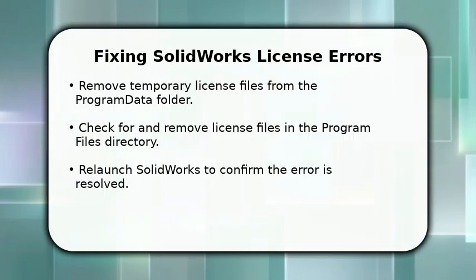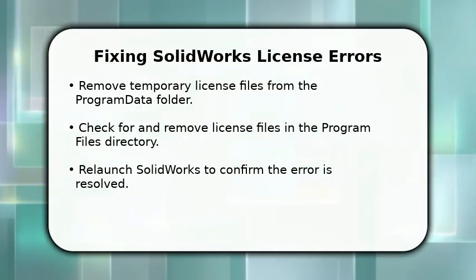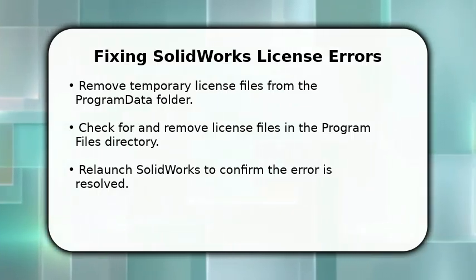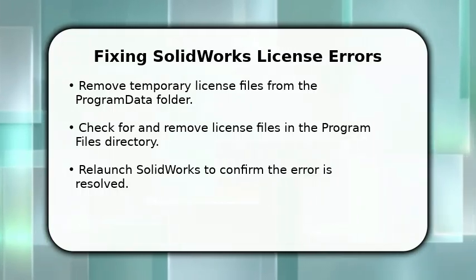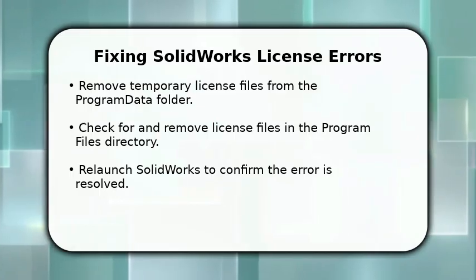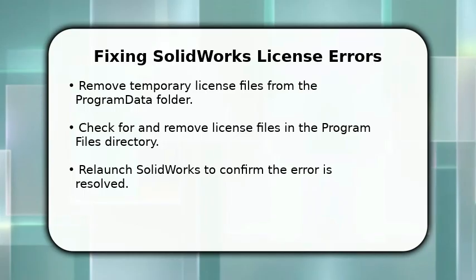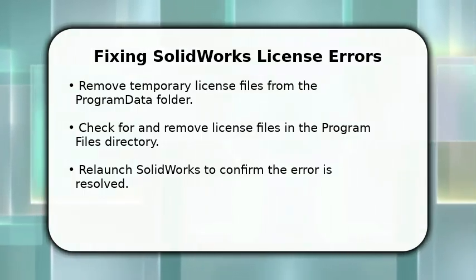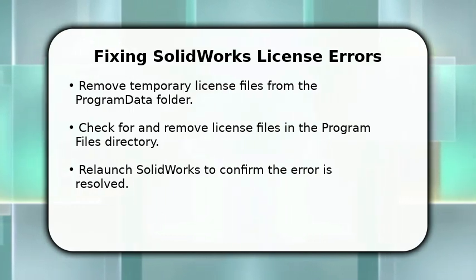In this video, I will explain how to fix common SolidWorks license errors using easy methods. First, if you encounter a standalone license file failure, navigate to your C drive, then the Program Data folder. Locate and remove any temporary license files, typically with a lic extension. Next, check the SolidWorks installation folder within Program Files for similar files. Removing these temporary files, which often expire, should allow SolidWorks to launch correctly.